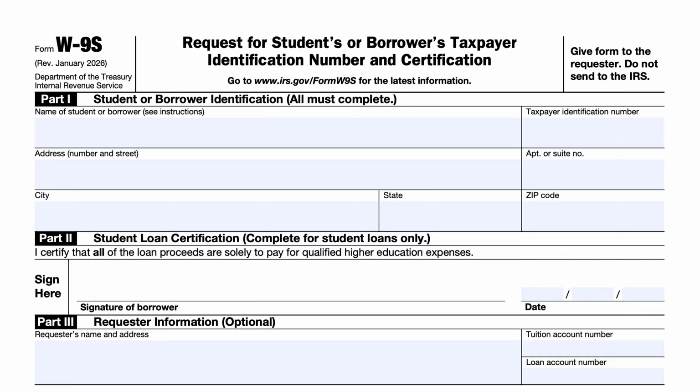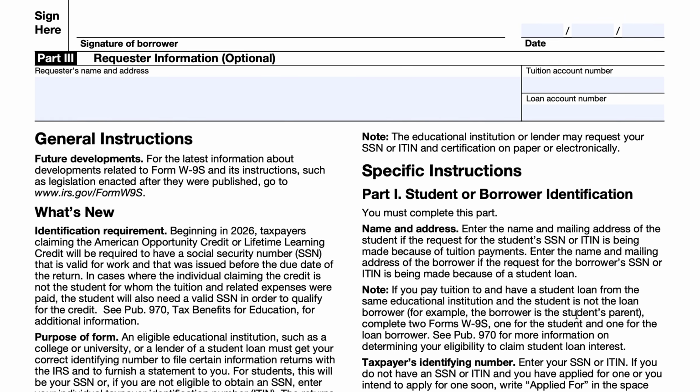Both of those statements are required to either claim one of the education tax credits or to claim a deduction on student loan interest. So the downside of not completing a W-9S for you as the taxpayer is that if your college does not have the appropriate information, they're not going to be able to issue one of these tax forms, which would possibly result in a higher tax bill. So there's no penalty, there's no backup withholding. You simply will not have the information you need to claim the appropriate credits and deductions.